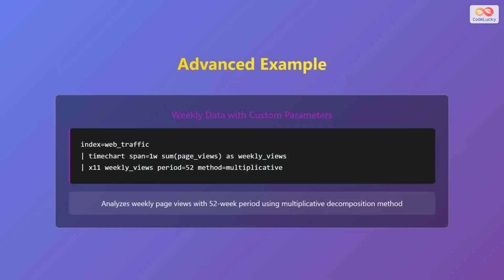This advanced example demonstrates x11 with weekly web traffic data, using different parameters. We search the web traffic index and create a time series of weekly page views using timechart with span equals 1 week. The x11 command uses period equals 52 for weekly data with yearly seasonality, since there are 52 weeks in a year. The method equals multiplicative parameter is chosen because web traffic often shows proportional seasonal effects, where seasonal variations increase with the overall traffic level.